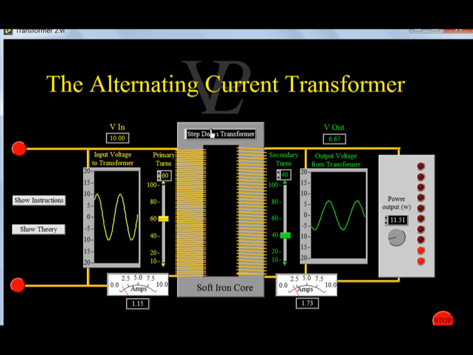So there is what you call a step-up transformer and a step-down transformer. As you can see here, the voltage is 10 volts in, coming out it's 6.67 volts. So that's what a step-down transformer is. A step-up transformer is one that increases the voltage so that the output voltage is greater than the input voltage, whereas a step-down transformer is one that reduces the input voltage into the transformer to a smaller output voltage.